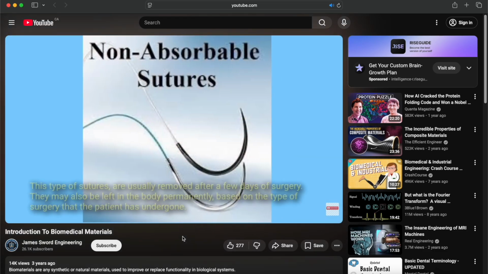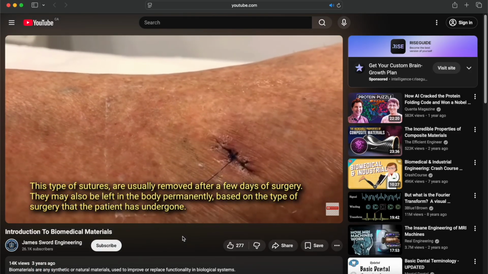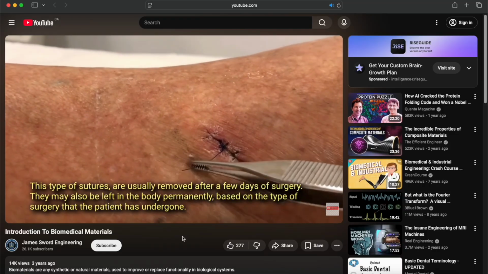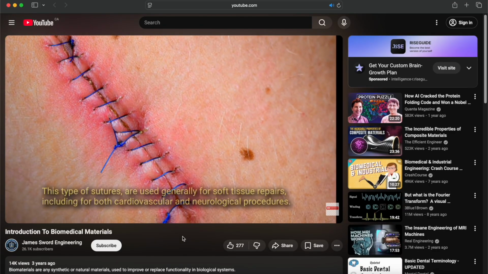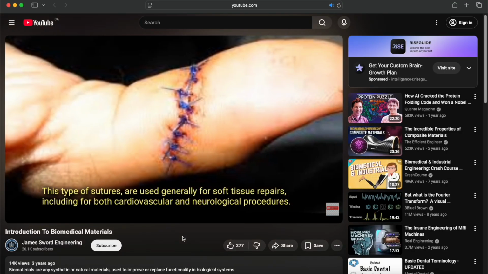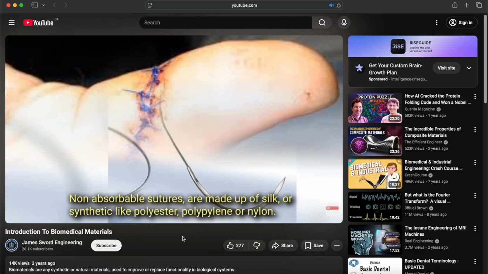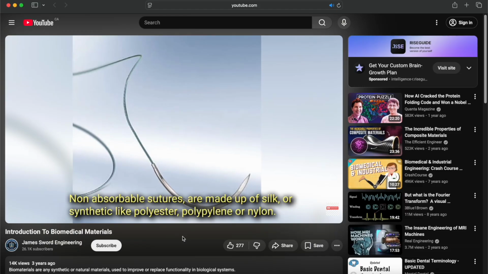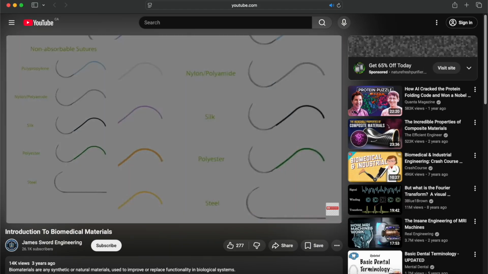Non-absorbable sutures. These types of sutures are usually removed after a few days of surgery. They may also be left in the body permanently, based on the type of surgery that the patient has undergone. This type of suture is used generally for soft tissue repairs, including both cardiovascular and neurological procedures. Non-absorbable sutures are made of silk, or synthetics like polyester, polypropylene or nylon.